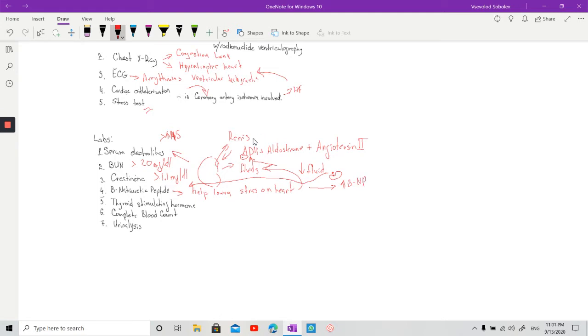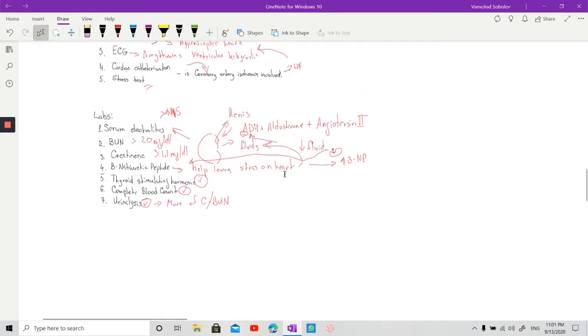Thyroid stimulating hormone, we can do that. Complete blood cell count, we can do that. And urinalysis, we will see excretion of more creatinine, and BUN concentration will be higher.